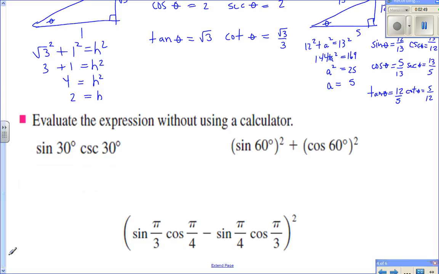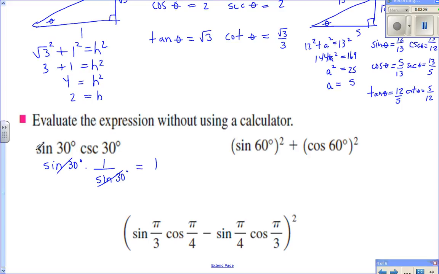Now we're going to start evaluating these expressions without using a calculator. So if we look at our first one, we have sine of 30 times cosecant of 30. So we know that we can do this a few different ways. We know that cosecant is the reciprocal of sine. So we can say, well, we have sine of 30, which is the same thing as 1 over sine of 30. So those are going to reduce down and it's going to give us 1.